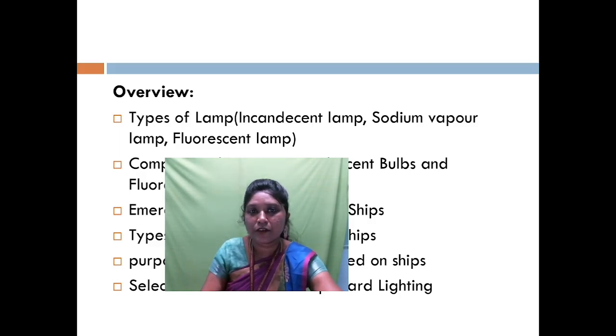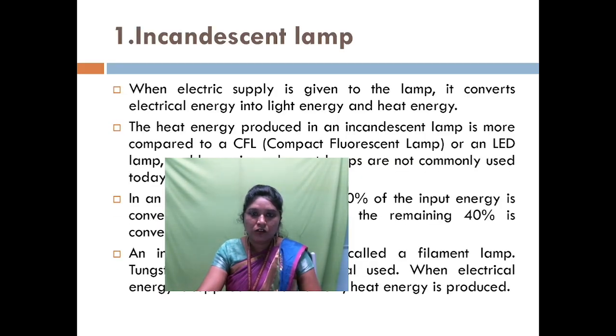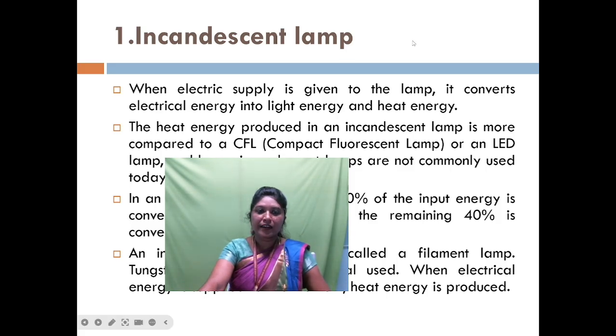Then what are the types of signal light used on a ship. What is the purpose of navigation light and what is its function in operating the ship system. Then how we are going to select the cable for shipboard lighting. So these are the topics we are going to discuss in this session. The first topic is the incandescent lamp.